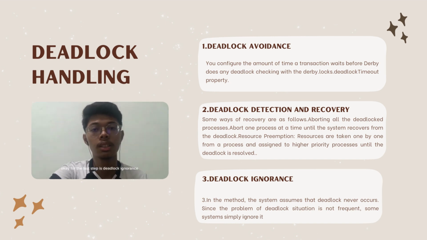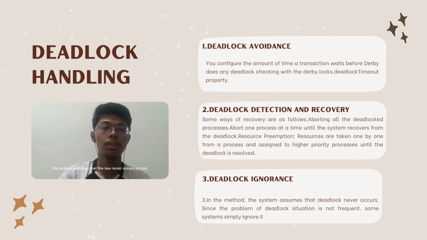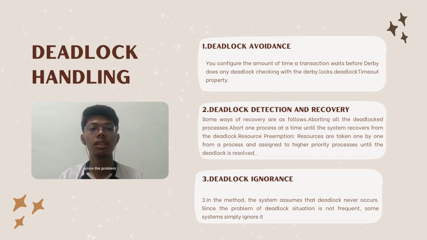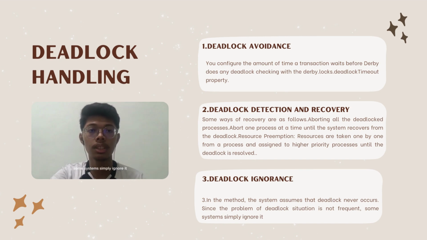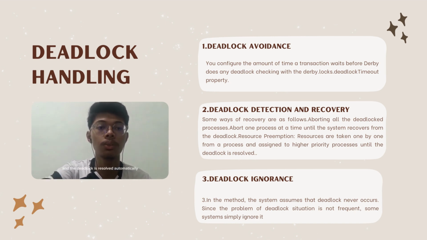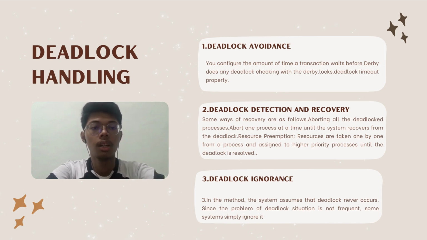Okay, the last step is deadlock ignorance. In this method, the system assumes that deadlock never occurs. Since the problem of deadlock situation is not frequent, some systems simply ignore it. Operating systems such as Unix and Windows follow this approach. However, if a deadlock occurs, we can reboot our system and the deadlock is resolved automatically. So that's all from me. Thank you.